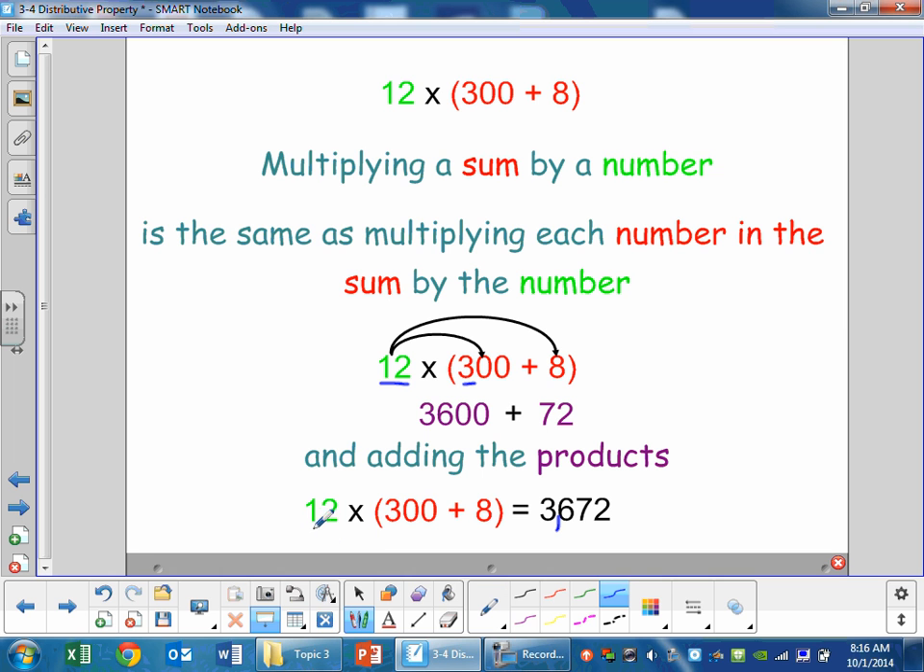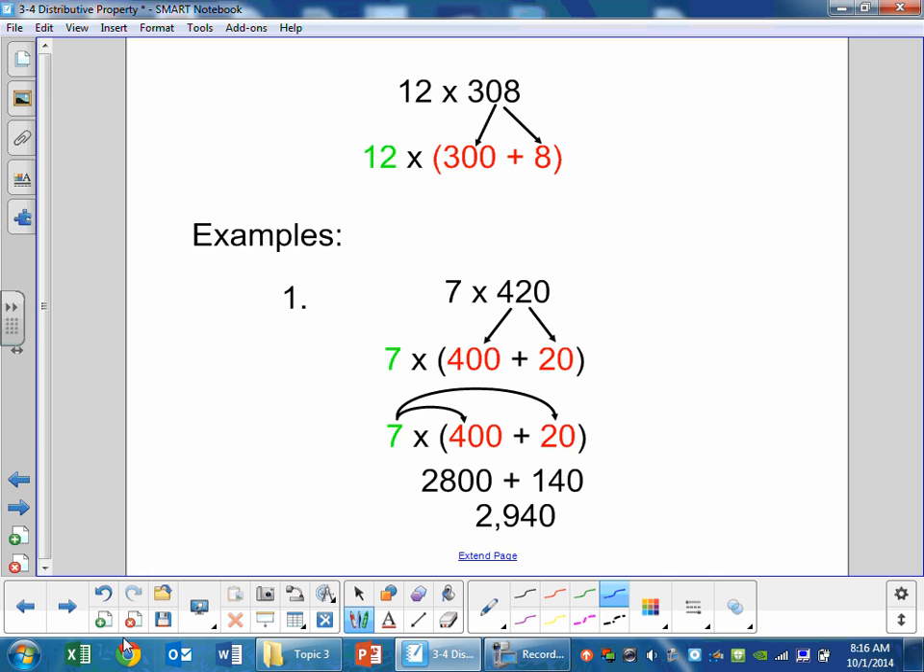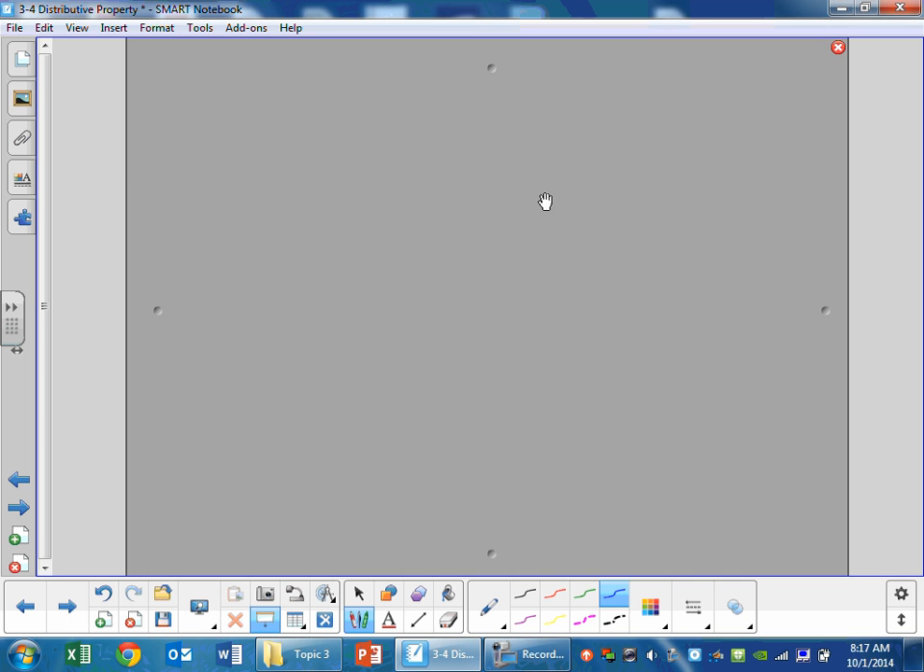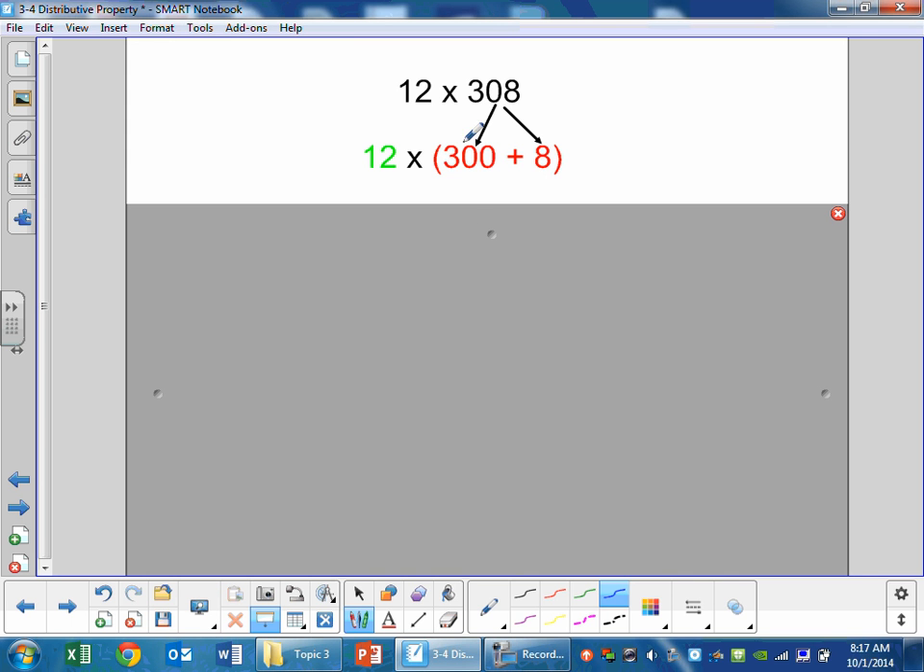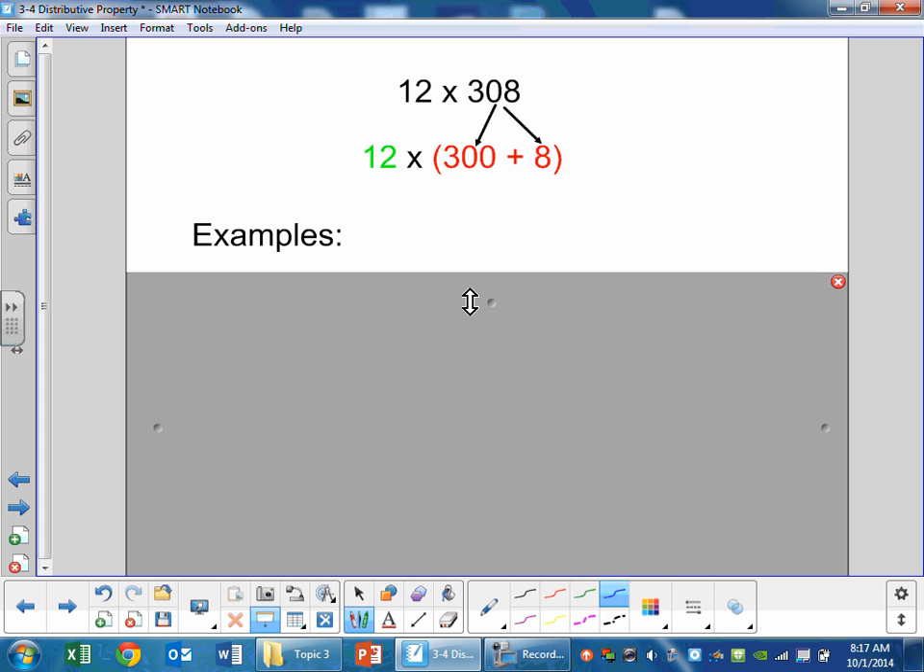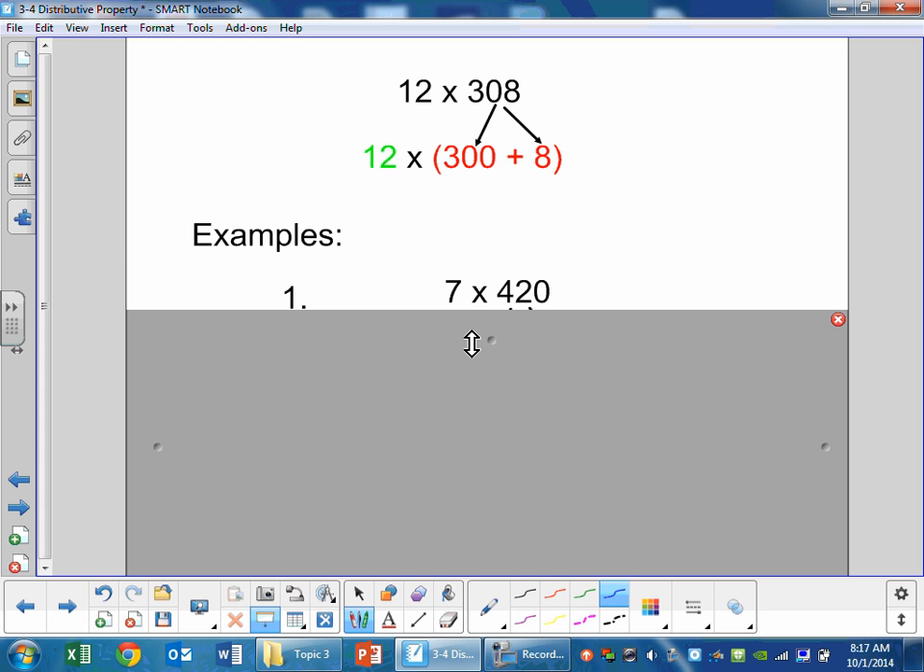Okay, so this problem is really 12 times 308. So this is another way to write that exact same number. We took 308 and broke it down into 300 plus 8. So now we're going to work through some examples.